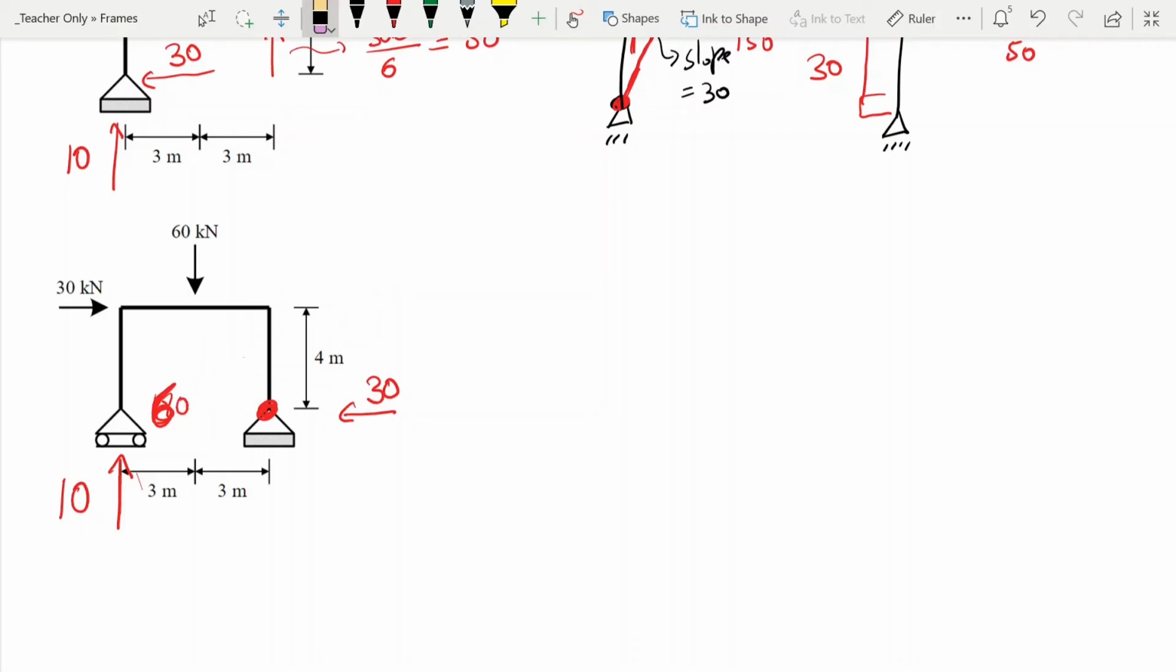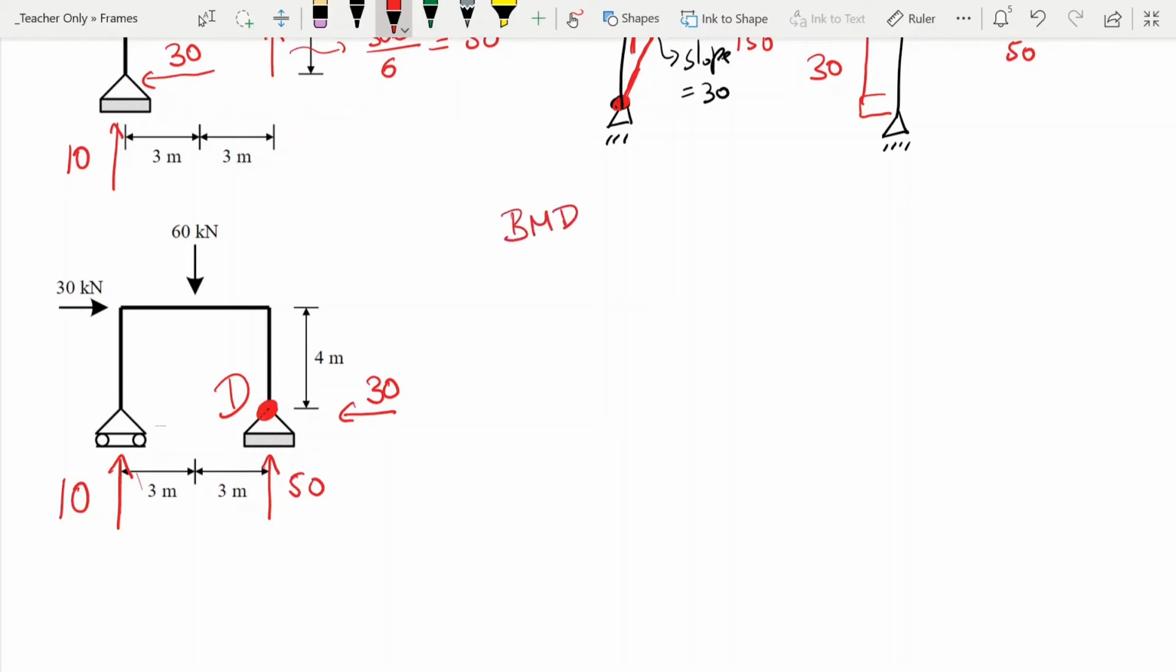So I'm basically doing the sum of moments in this point here, let's call it D, sum of moments at D, but instead of writing it down, I'm just thinking about the effect of each load separately. So now if I know that load is 10, then I know this load here is 50. So my next step should be to draw the bending moment diagram again.